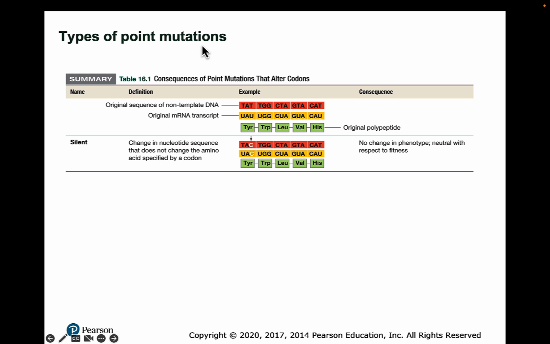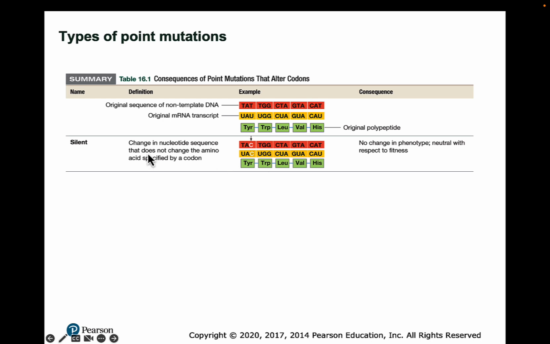So let's talk about types of point mutations. Point mutations are categorized by the effect they have on the amino acid sequence. We're going to consider this example where we have a DNA sequence, TAT TGG. I'm just going to focus for now on these two first codons. This will code for UAU UGG, which will give us a tyrosine and a tryptophan. So this is our original polypeptide.